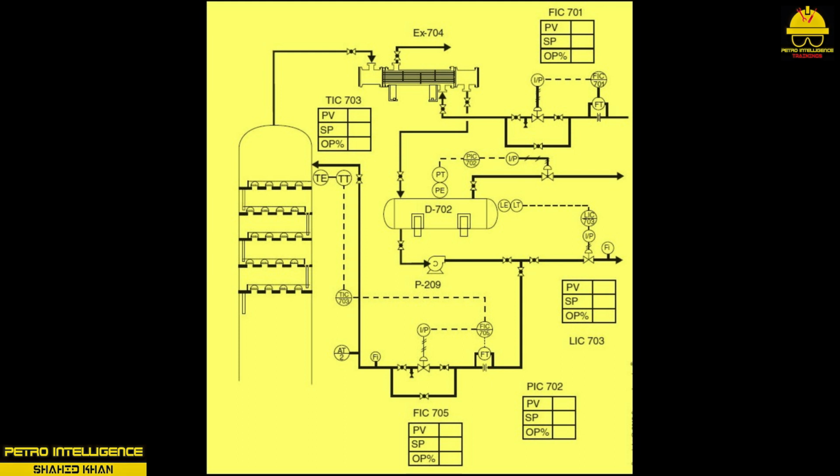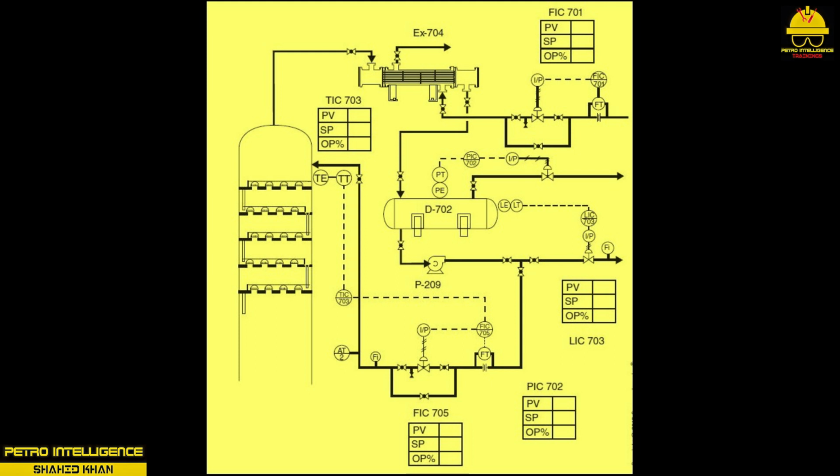A 50% level is typically maintained on D702 by LIC703. Pump 709 transfers feed from D702 to the tank farm, TK710, or back to the top of the column as reflux. Reflux rates are maintained at 130 GPM, while product to TK710 flows at around 74 GPM. An analyzer monitors reflux product purity to keep it at 98%.